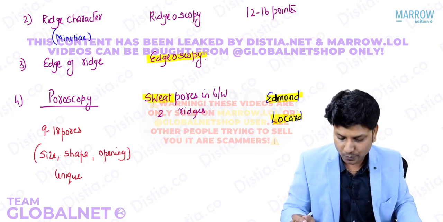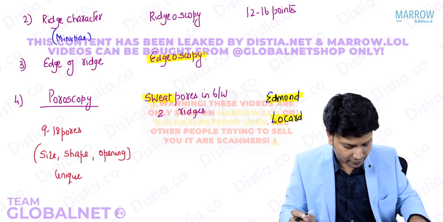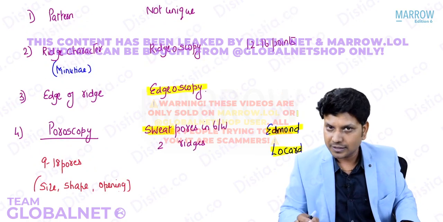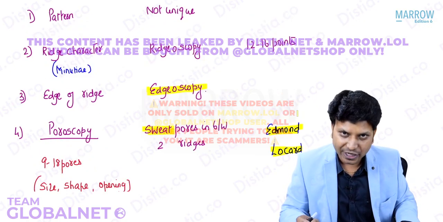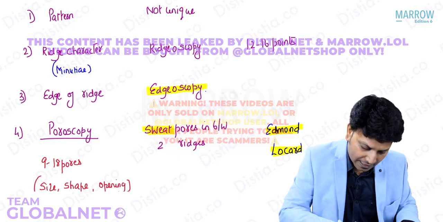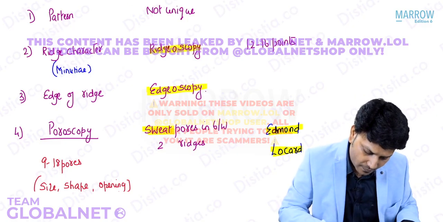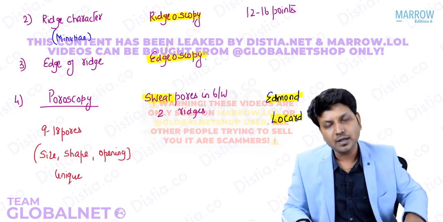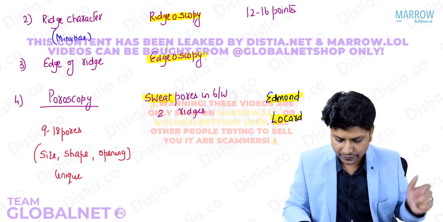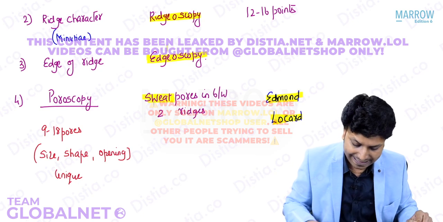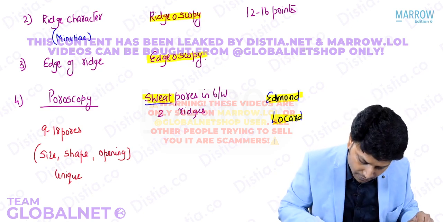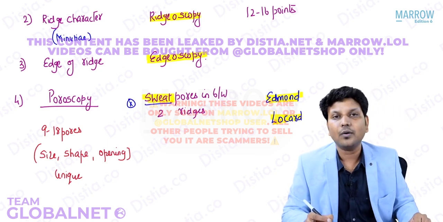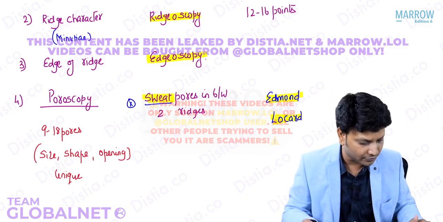Do remember, first I told you about pattern. Then I told you ridge character, we call it as regioscopy. Then I told you edges, that is edgioscopy. The last level, that is poroscopy. Between the two fingerprint ridges, we are able to see the pore, that is basically sweat pore. Sweat pore, do remember that is sweat pore. Okay, because that was an important MCQ for you.